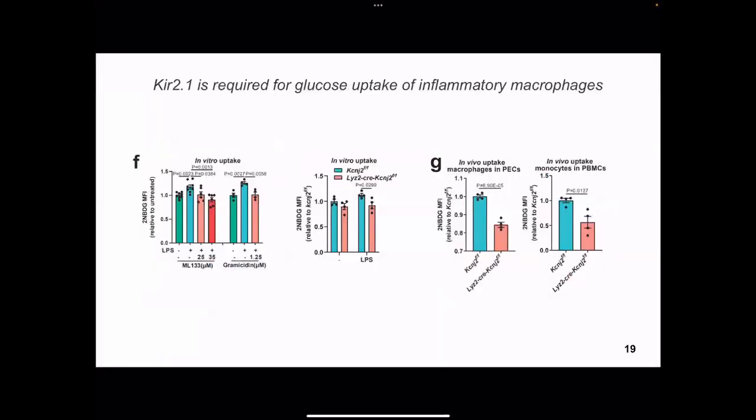So why? We found that these metabolic alterations were led by a reduction in electrochemically dependent nutrient uptake, because we found that macrophages with depolarized membrane potential due to ML133 or KIR2.1 deficiency had diminished LPS-induced glucose uptake, which was also recapitulated by gramicidin-induced membrane potential depolarization. And similar results were also obtained in the knockout mice by measuring the LPS-induced glucose uptake of the peritoneal exudate cells and the inflammatory monocytes in vivo.